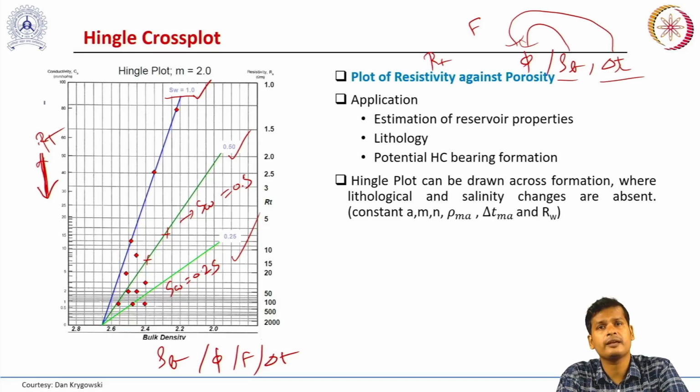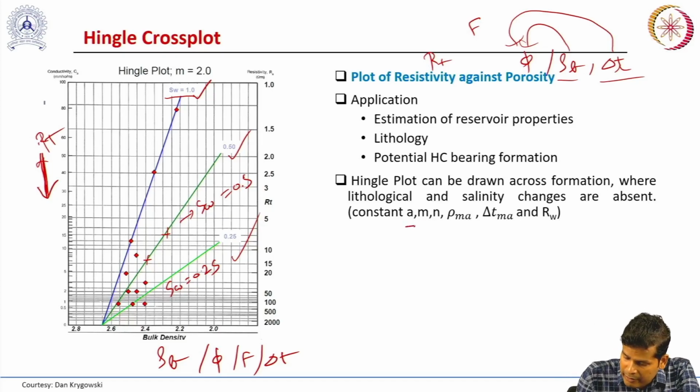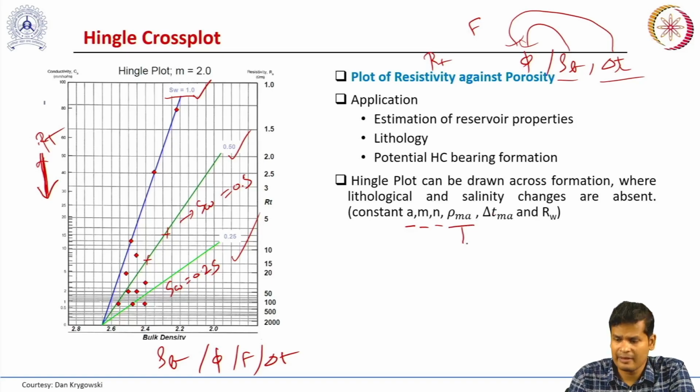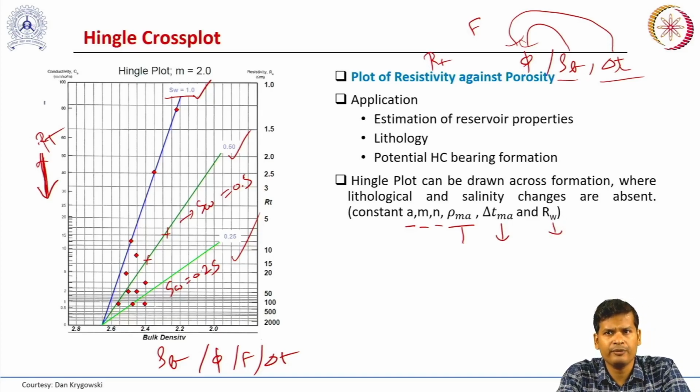But first, in what condition can we draw this cross plot? This cross plot, or the Hingle cross plot, can be drawn across a formation where lithological and salinity changes are absent. That means the values of a, m, n are constant. That means all the rocks have the same lithology, and we have constant matrix density and constant matrix travel time and constant salinity. That means we have constant Rw. So the formation water resistivity should also be constant.